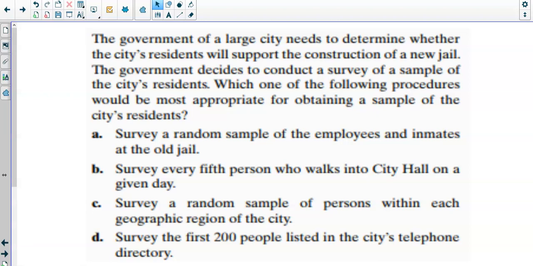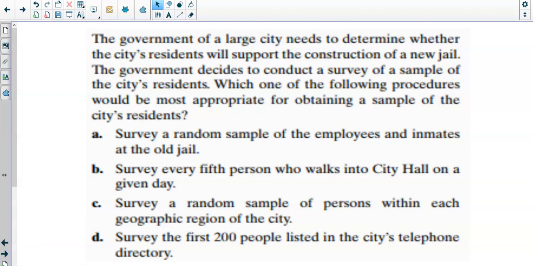And what they are doing, they've given you 4 choices here. They want to know which would be the most appropriate for obtaining a sample of the city's residents. We want to know which one of these will be the best sampling technique about the city's residents. So again, they're going to use some of those techniques that we talked about here, but we want the one that best encompasses everybody in the city. So think about the population and which one will best represent the population.